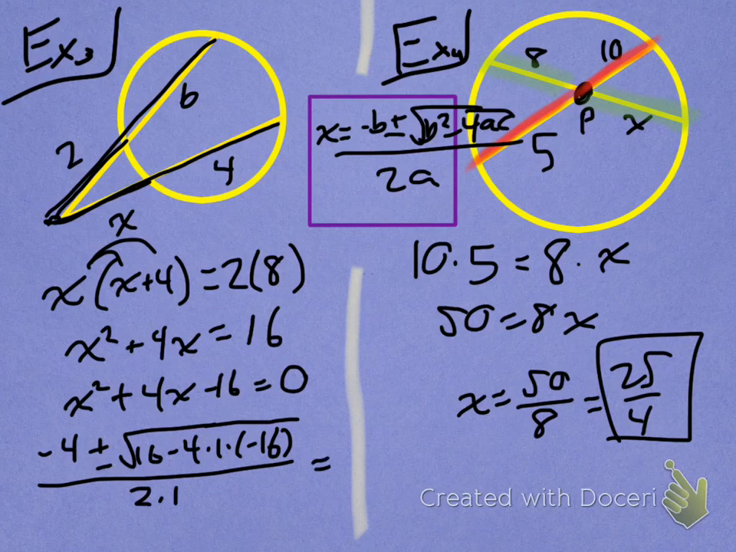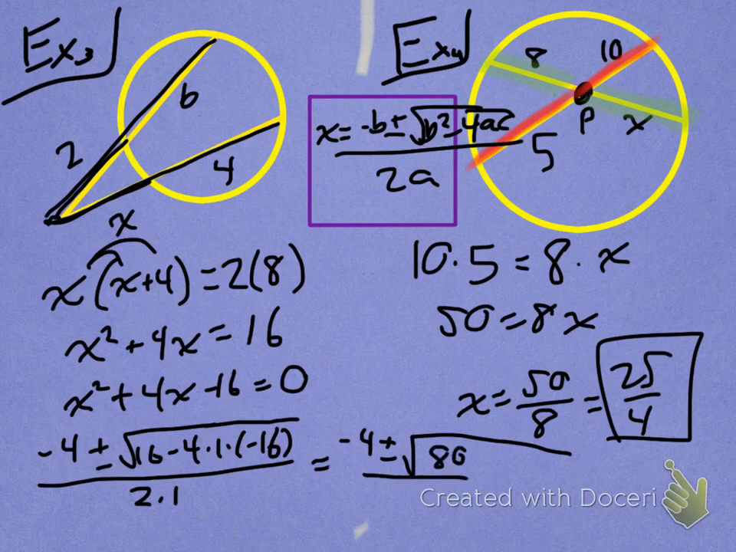This gives us negative 4 plus or minus the square root of 16, the negative 4, and the negative 16 make a positive, so plus 64. So 16 plus 64, which is 80, all over 2. The square root of 80 can be simplified. Let me shorten this to give us some space.